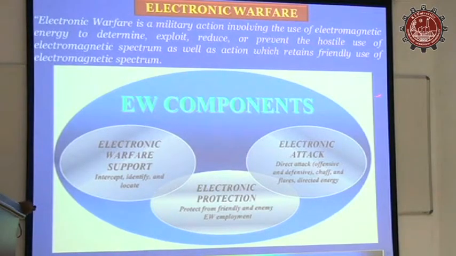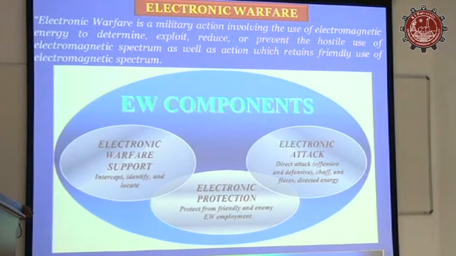EW is basically divided into three groups. One is electronic warfare support, whose main function is to intercept the signal, identify the signal, and locate the enemy radar to assess the enemy order of battle. Next is electronic attack, that means to prevent the hostile use of the electromagnetic spectrum by the enemy radar. Basically it is direct attack, and chaff is mainly used for electronic attack; directed energy also comes under electronic attack.